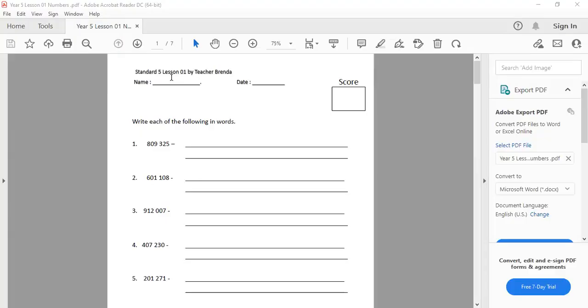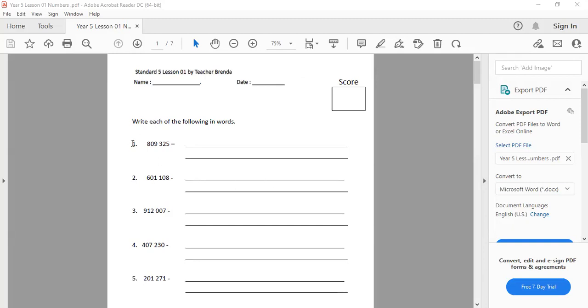Are you seeing the screen? Oh, sorry, I'm not sharing it yet. Hold on. Here you go. You see that now? Okay, so look at your module, and you can see the first page starts with writing them in words.